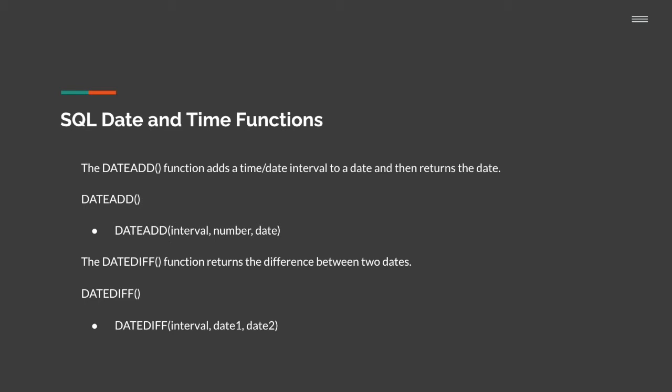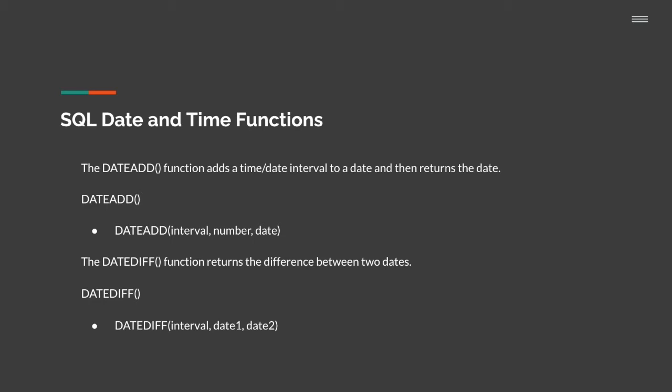You'll need to first provide the interval, so this would be either the year, month, day, hour, or seconds. You'll need to provide the number, and this number will represent the value you'd want to have added to the date you'll submit. And then the final input would be the date. This is the value that you would want the number to be added to.